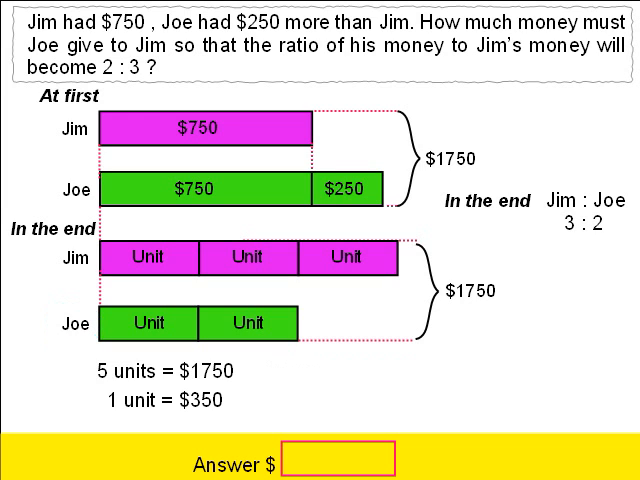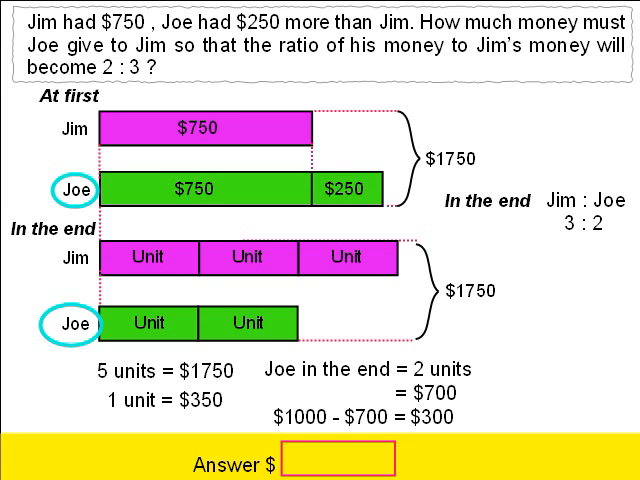And then we look at Joe's model in the end. Joe in the end had 2 units. So 2 times 350 is $700. Okay, Joe had $700 in the end. But Joe had how much at first? Joe had 750 plus 250 at first, which is 1,000.